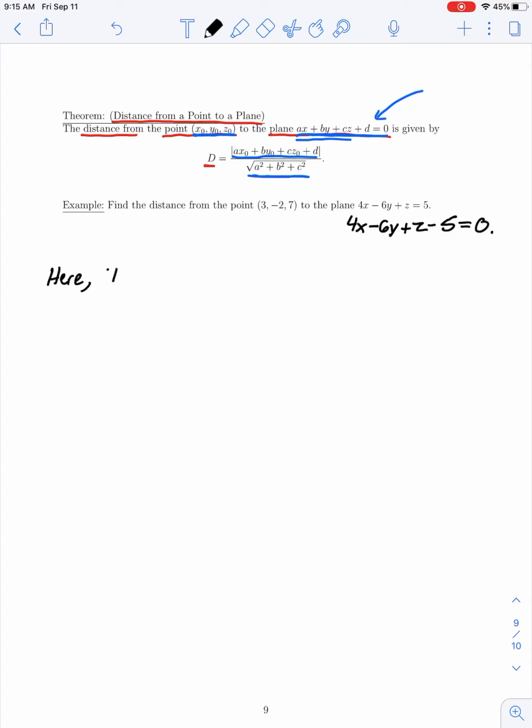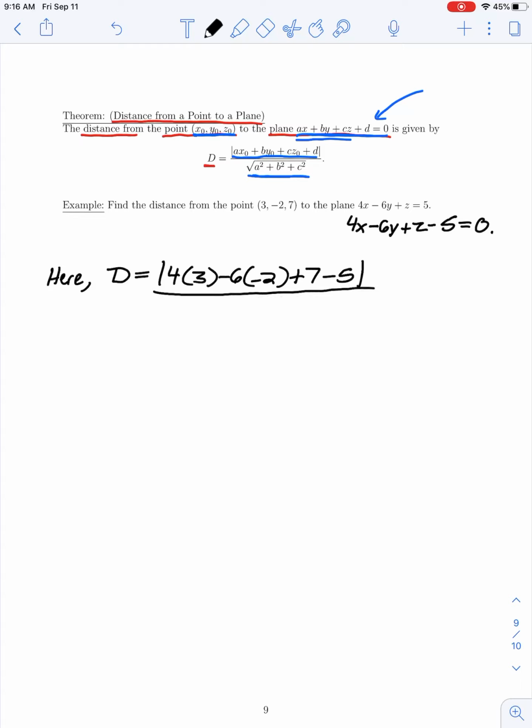So here, our distance from the point to this plane is given by the absolute value of the equation of our plane with the indicated point substituted into it. So I would have 4 times x, which was 3, minus 6 times y, which is negative 2, and then plus z, which was 7, minus 5.